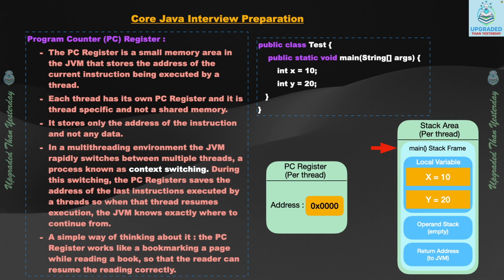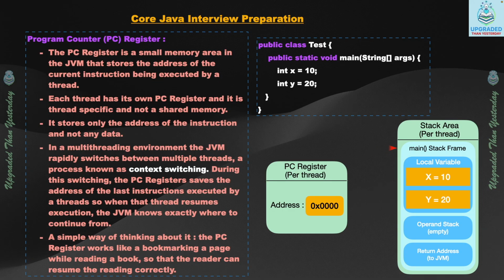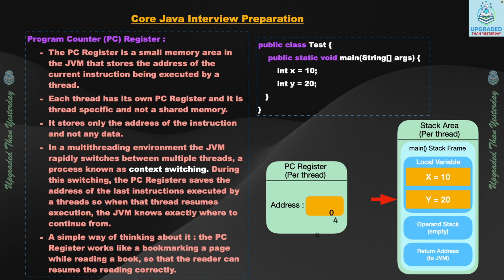which is 000. As execution proceeds to the next instruction, that is local variable x equal to 10, the PC register updates to hold the address of that instruction, which is 004. Execution continues in this manner with the PC register updating to the address of each new instruction being executed, as demonstrated in the animation. Finally, once all instructions have been executed, the PC register clears the stored address.